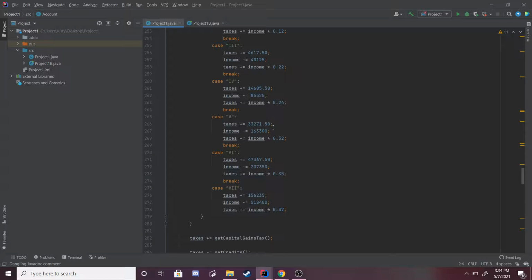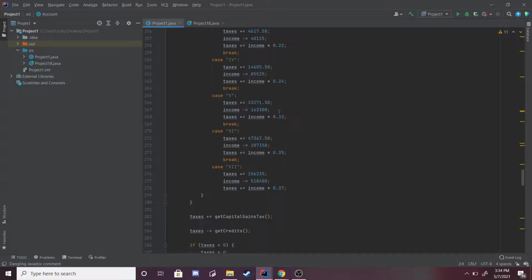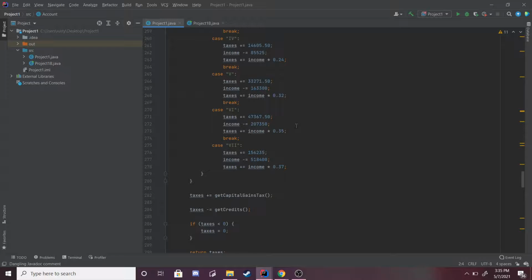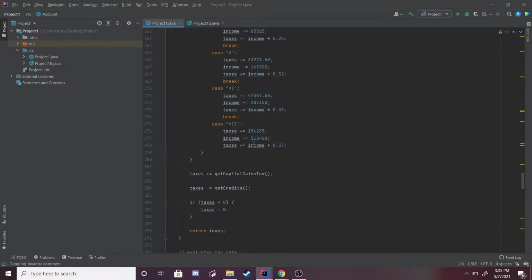For case 4, taxes plus equals 14,605.50, income minus equals 85,525, and taxes plus equals income times 0.24. For case 5, taxes plus equals 33,271.50, income minus equals 163,300, and taxes plus equals income times 0.32. For case 6, taxes plus equals 47,367.50, income minus equals 207,350, and taxes plus equals income times 0.35. For case 7, taxes plus equals 156,235, income minus equals 518,400, taxes plus equals income times 0.37.